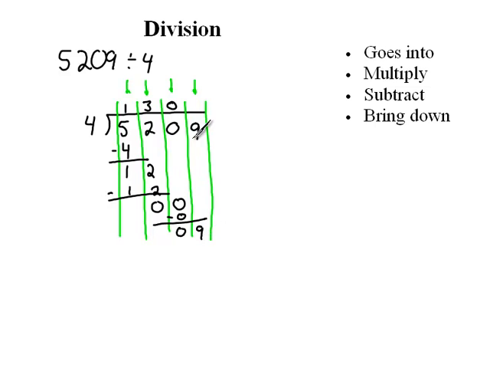4 goes into 9 twice. 2 times 4 is 8. I'll subtract that and get 1. At this point, I'm at the end of my problem. So I've got a digit in each of the boxes. 4 does not go into 1, so that becomes my remainder. So 5,209 divided by 4 is 1,302 with a remainder of 1.